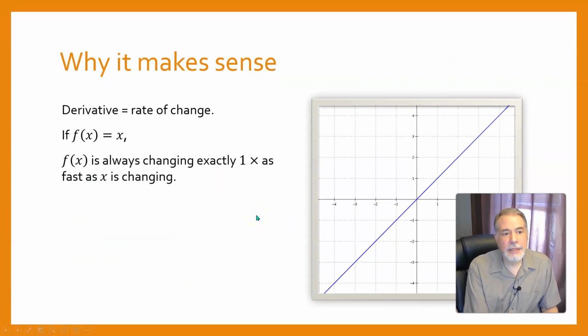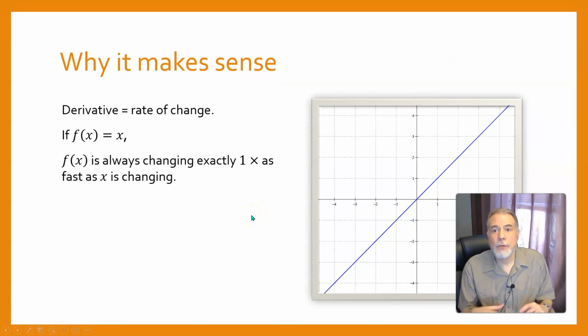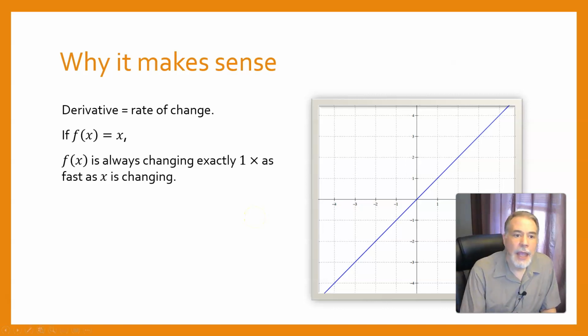Why does this make sense? Well, again, the derivative represents the rate of change of a function. If f of x is just x, that is, what comes out is exactly the same as what goes in, then f of x is always changing exactly 1 times as fast as x is changing. And if you look at the graph of this function, at any point along this graph, it's just a straight line with a slope of 1.